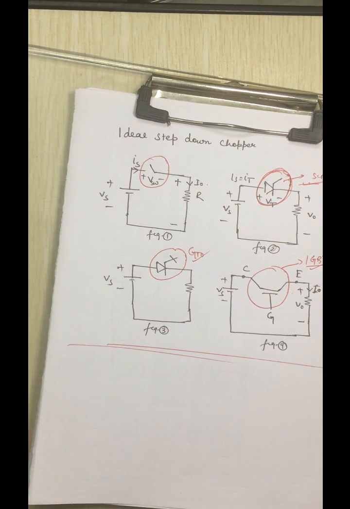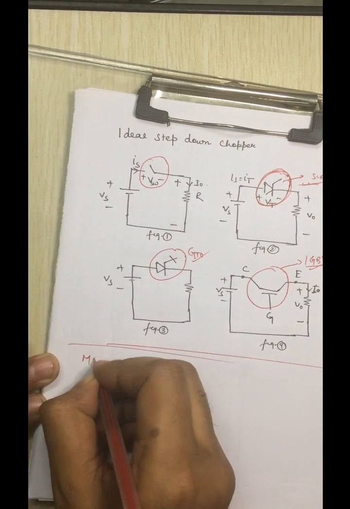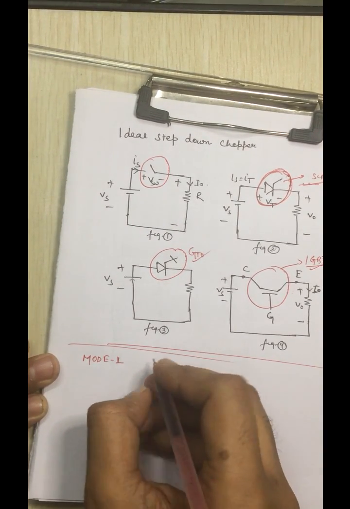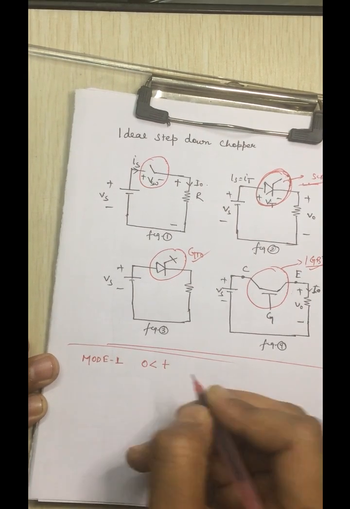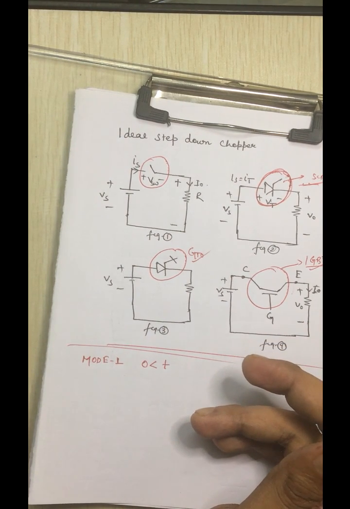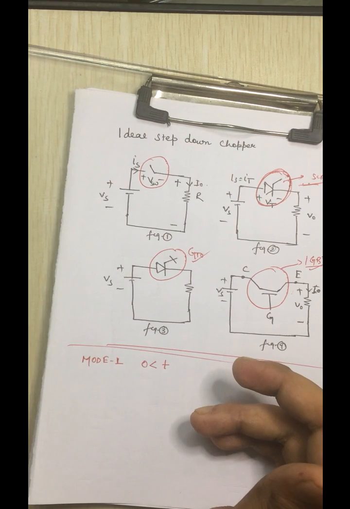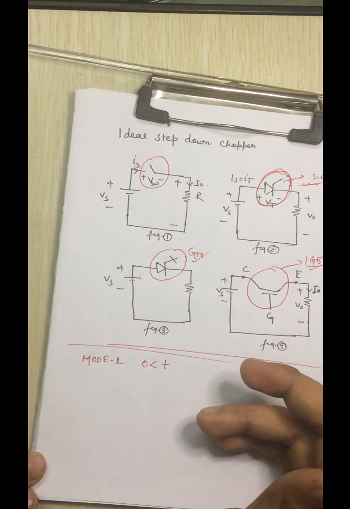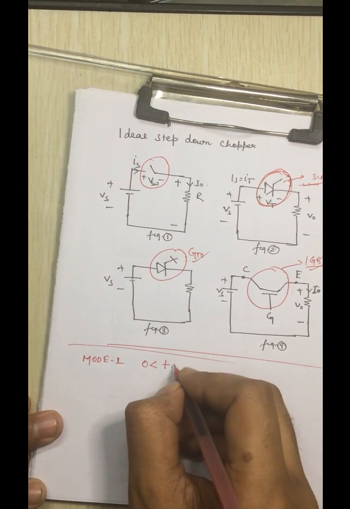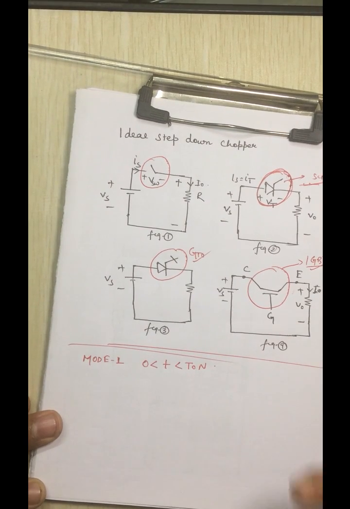Now let's move on to the working mode. Suppose that in mode 1, from 0, as I have told you, the switch has only two possibilities. Either we can make a circuit or we can break a circuit. Means there will be a T on and a T off, and the combination of T on plus T off will give you the total time period. Now mode 1, between 0 to T on, what is happening? Let's close the switch.